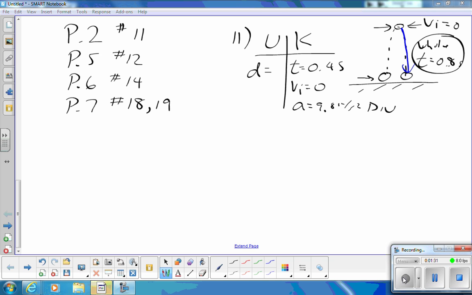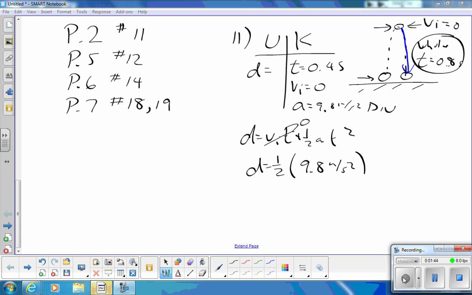Okay, I'm going to use the formula D equals V_i T plus 1/2 A T squared. I arrow 0 that, and I end up just calculating 1/2 times 9.8 meters per second squared times 0.4 seconds, and that has to get squared, and when I do the math, I get an answer of 0.78 meters.